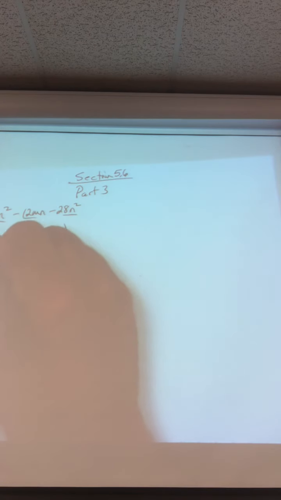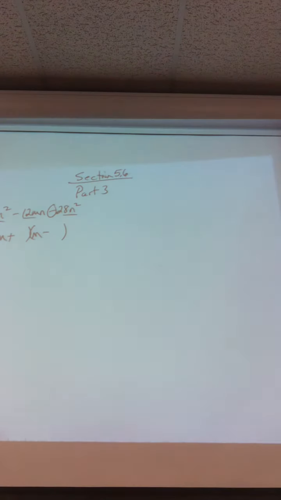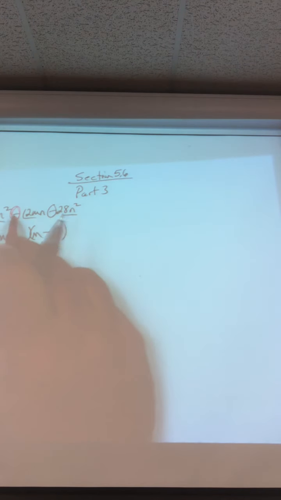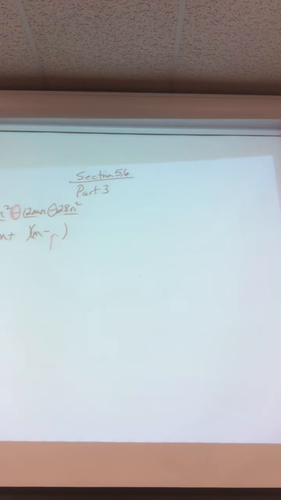Let's see, we got m squared. There's no GCF, by the way. M squared breaks up as m times m. This tells me the signs are different. Largest number. This tells me the largest number is negative. So my biggest number is going to go right there.